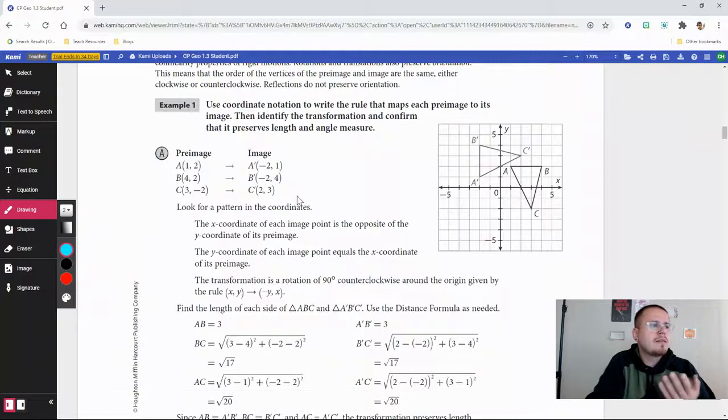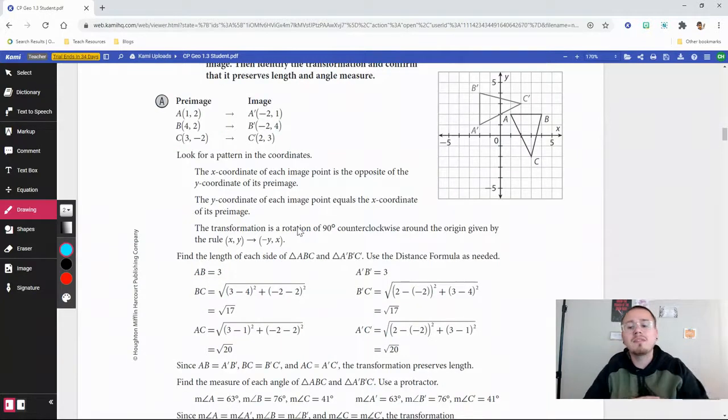So basically, we have an example. We have a pre-image, and we have the image, and then you've got the notation, A prime, B prime, C prime. Use coordinate notation to write the rule that maps each pre-image to its image. Then identify the transformations. So like what actually happened. Later on, you'll have to do a combination of them. That gets fun. And confirm that it preserves length and angle measure. So that's the key. We have to prove that it maintained rigid motion.